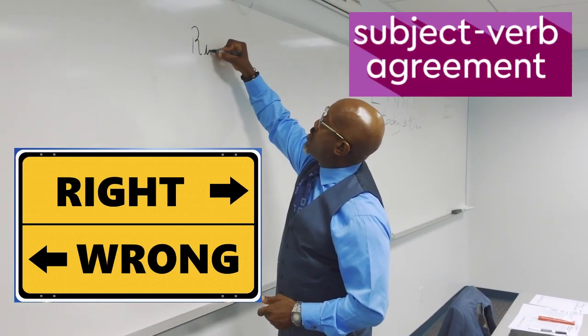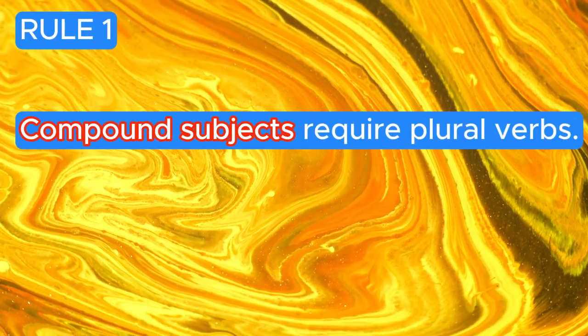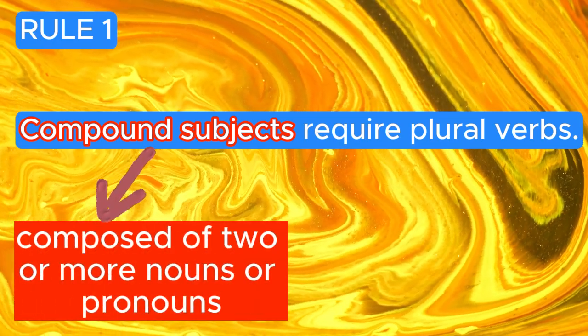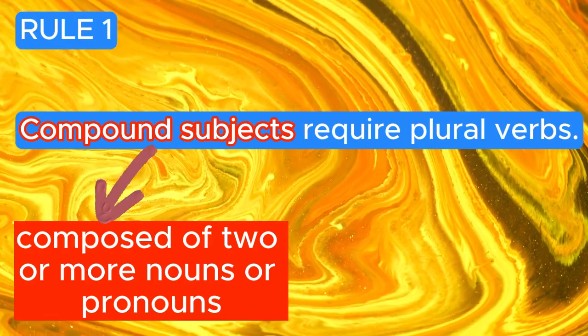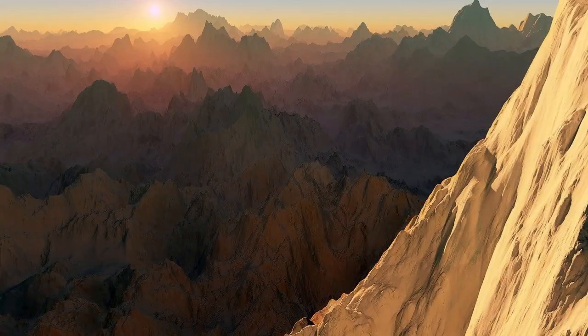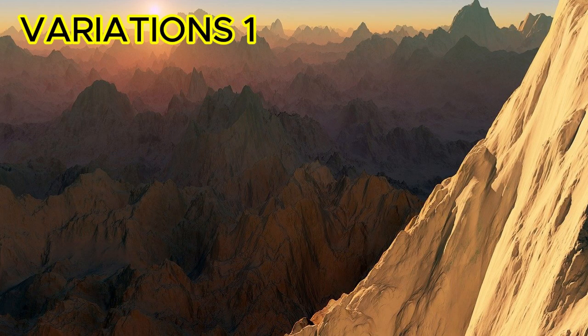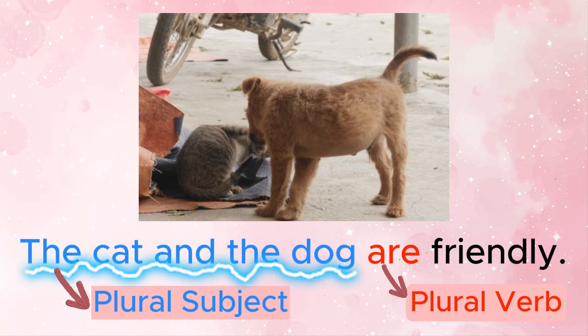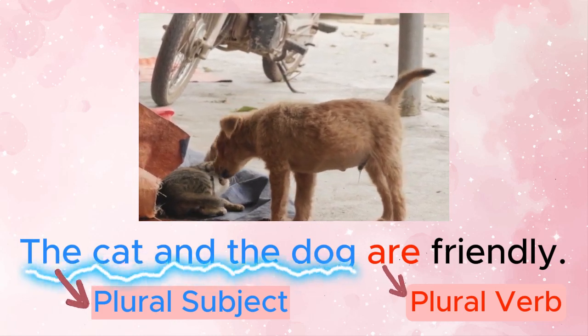Common rules for subject-verb agreement. Rule 1. Compound subjects. Compound subjects, which are composed of two or more nouns or pronouns, typically require plural verbs. However, there are important variations. When compound subjects are connected by and, a plural verb is used. For example, the cat and the dog are friendly.